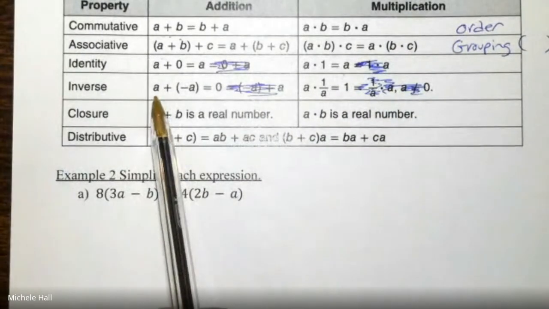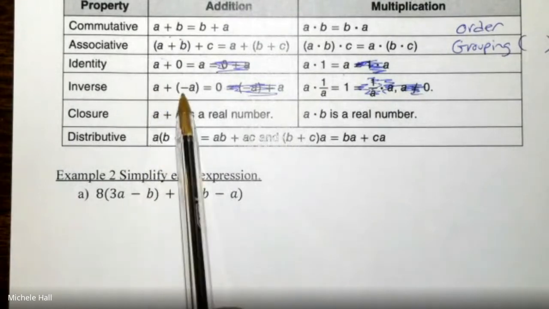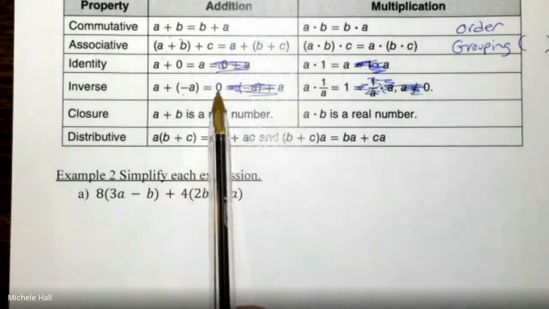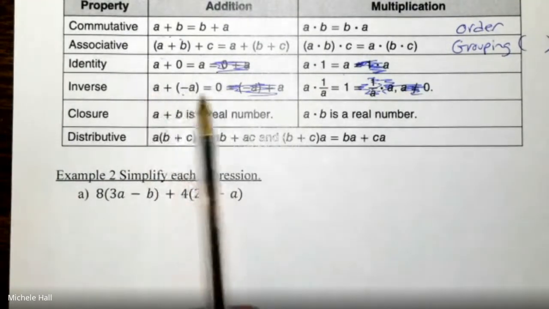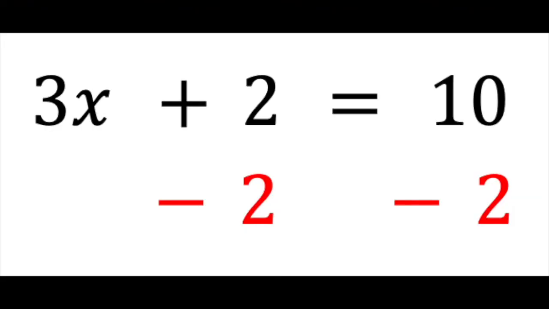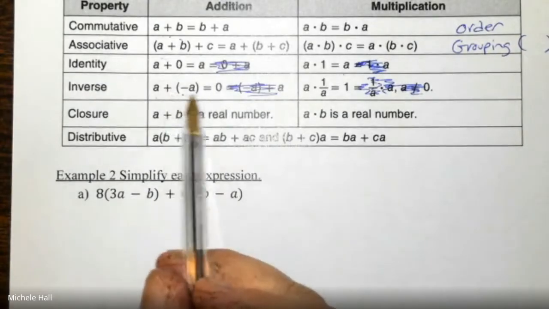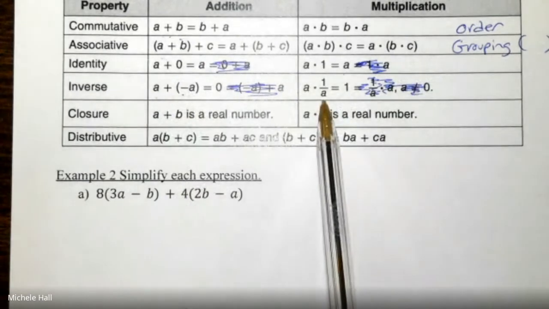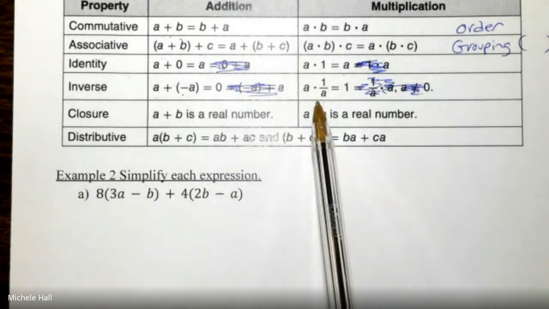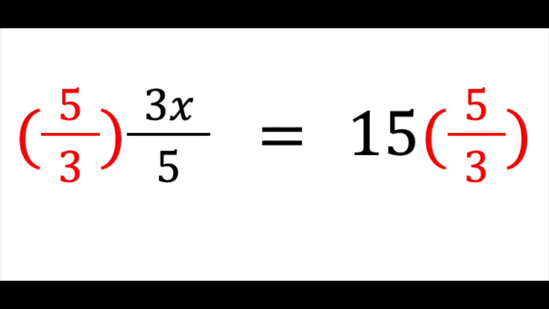Inverse means to do the opposite of A. The opposite of A is negative A, and I will get a 0. The inverse operation is used when we're solving equations. If x is being added by 2, then I subtract 2. 2, negative 2. So for undoing equations with addition, we do the opposite. What about when we're undoing multiplying or dividing? We use the inverse. That's what these properties are used for, the inverse.